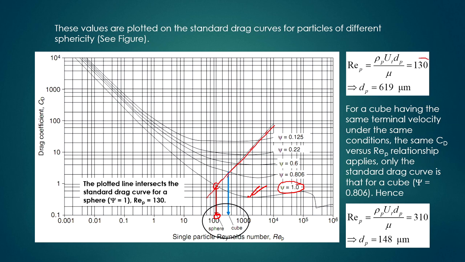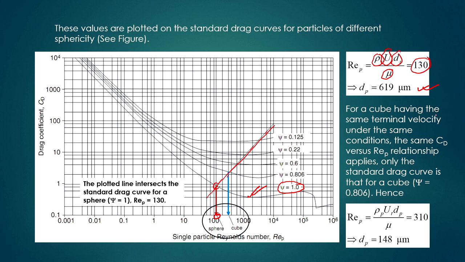So, REP is here 130, and from this 130 value, with the other things, UT, mu, and rho p, given to you, DP will be equal to what? 130 into mu divided by rho p by UT. So, that will be equal to 619 micrometer.